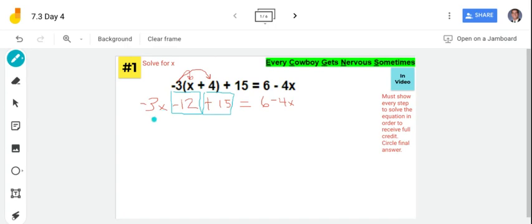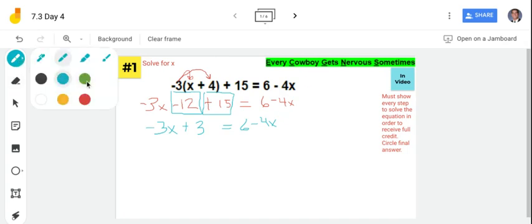+3. So I'm going to bring my -3x down. And -12 plus 15 we said was 3. So +3. I'll bring my equal sign down. On the right side of the equation, I have no like terms, and so I'm just going to copy what this says, 6 minus 4x. Okay, so I did step 2. I combined my like terms.